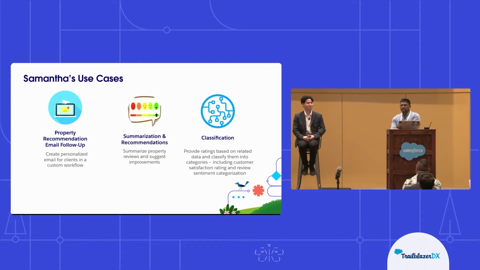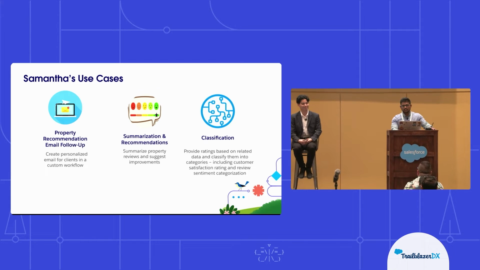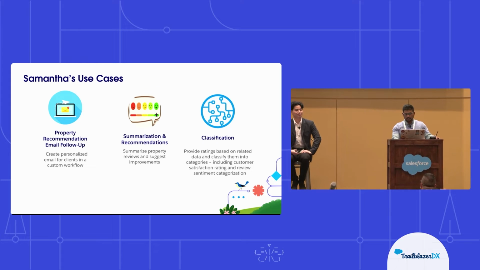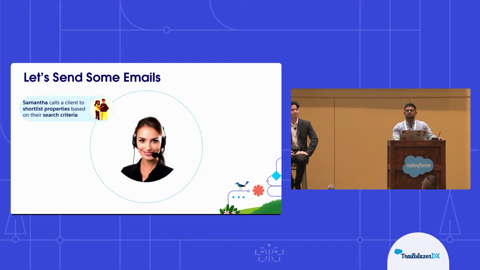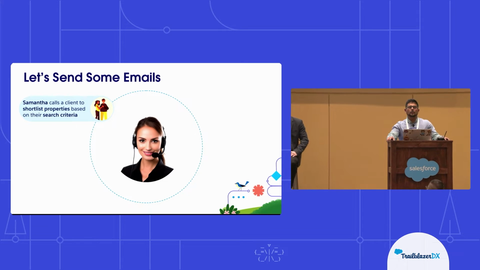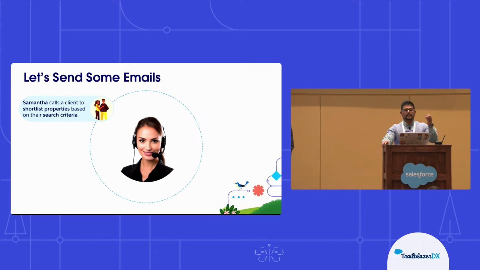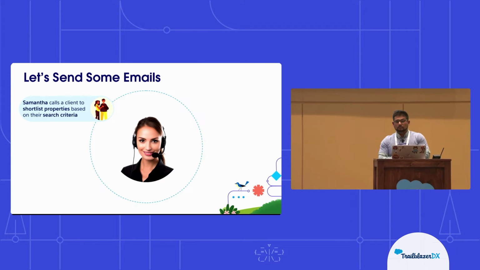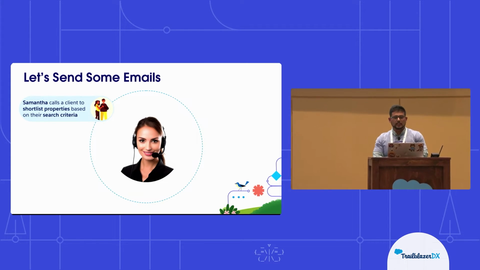So thanks, Kevin, for going over the Einstein Trust Layer and the Einstein 1 platform and the overall trusted AI architecture. Now, as developers and architects, what are we most concerned about? How do we leverage all of this in our existing standard applications as well as custom applications? So we are going to go back to Samantha.